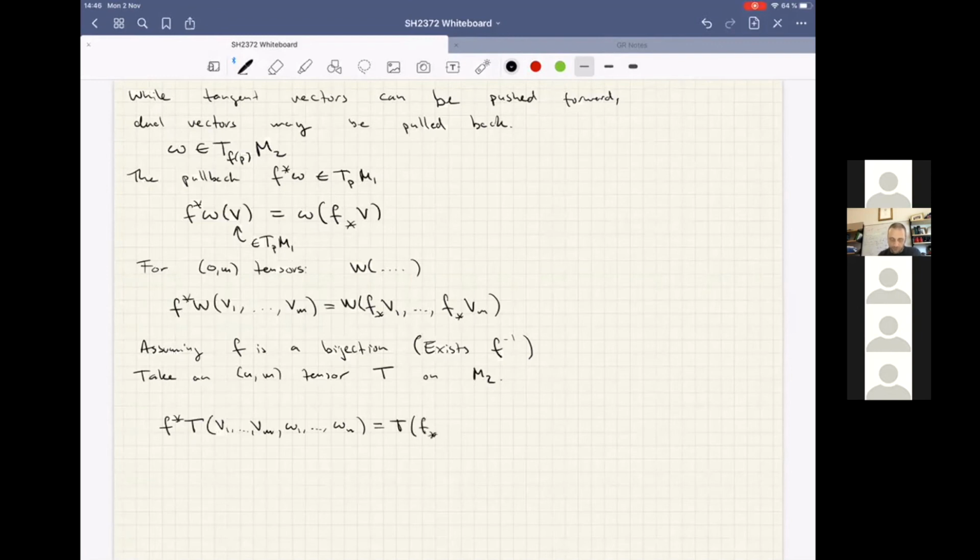the push forward of all of these vectors V1 through Vm. But the way now to relate the dual vectors to dual vectors on M2 is to take the pullback of the inverse of F. So F inverse star omega 1, and the same thing for the rest, F inverse star omega n. So if you have this function between the manifolds invertible, then you can relate NM tensors on the two manifolds with each other.